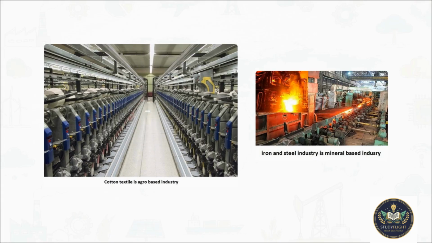You can see right away just how huge the difference in scale can be when you look at these examples. On the left, that's a cotton textile mill, an agro-based industry. And on the right, a mineral-based steel plant. They're both transforming raw materials, but their processes and the sheer scale of the operation are worlds apart.